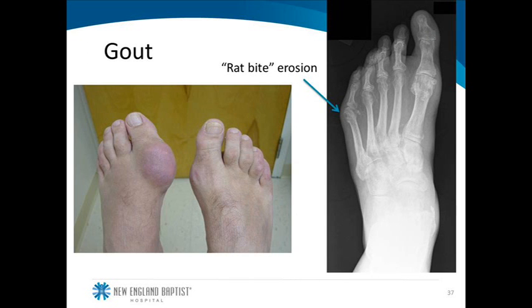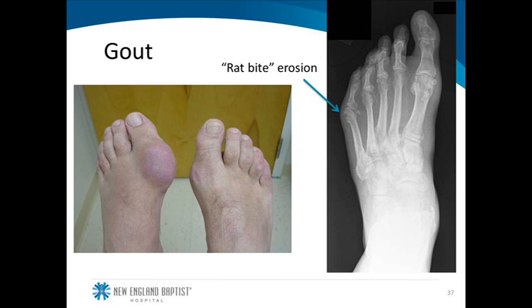So this patient has gout. These are images from other patients with gout. On the left, this patient has severe inflammation of his first MTP joint, the classic location for gout. And on the right, this is a foot film from another one of my patients who has tophaceous gout.